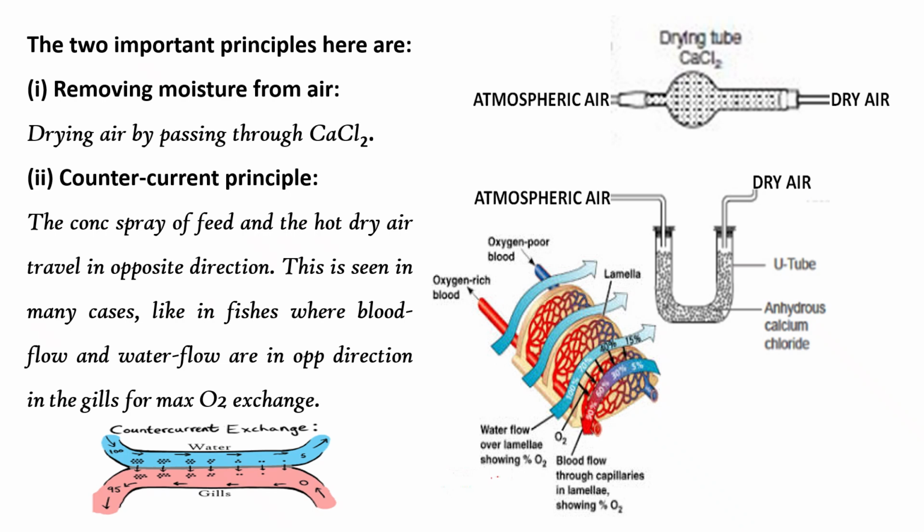Counter current principle is something you study in biology, something you study in physics, something you study in chemistry. The two things should move in opposite direction for best and optimum exchange. And removing moisture is passing air through calcium chloride. So these are basically principles that you have studied in schools.